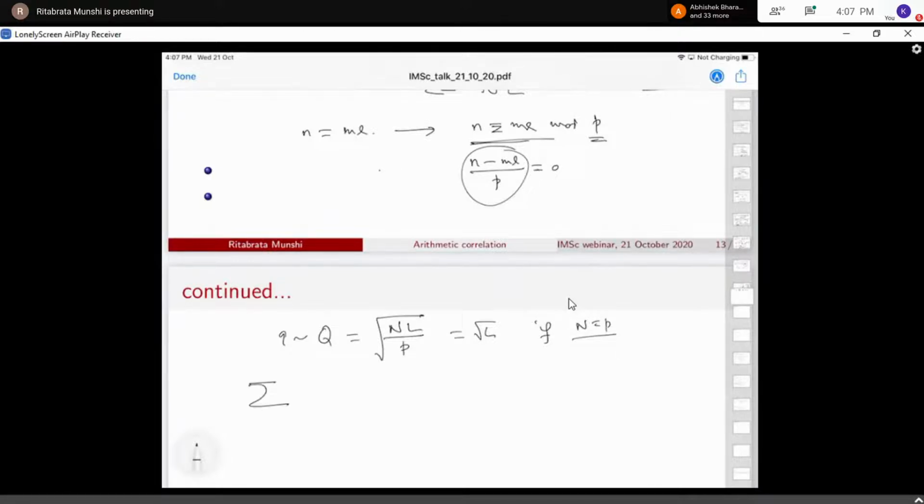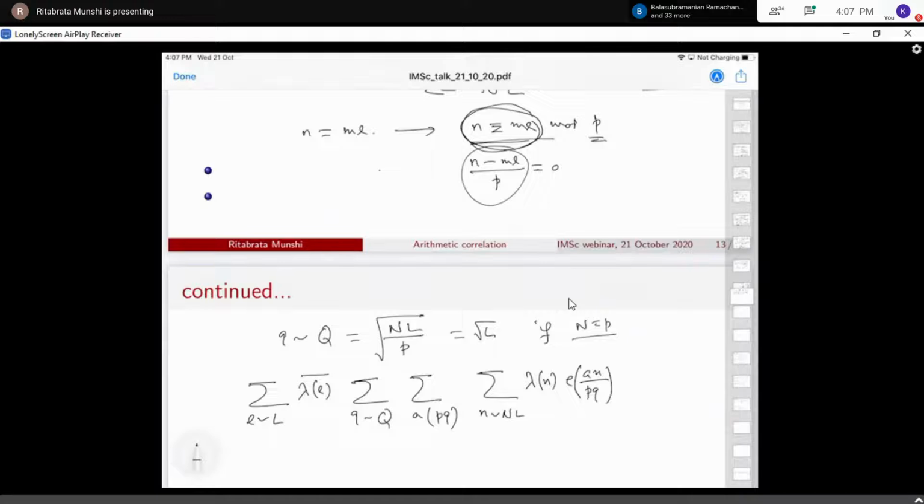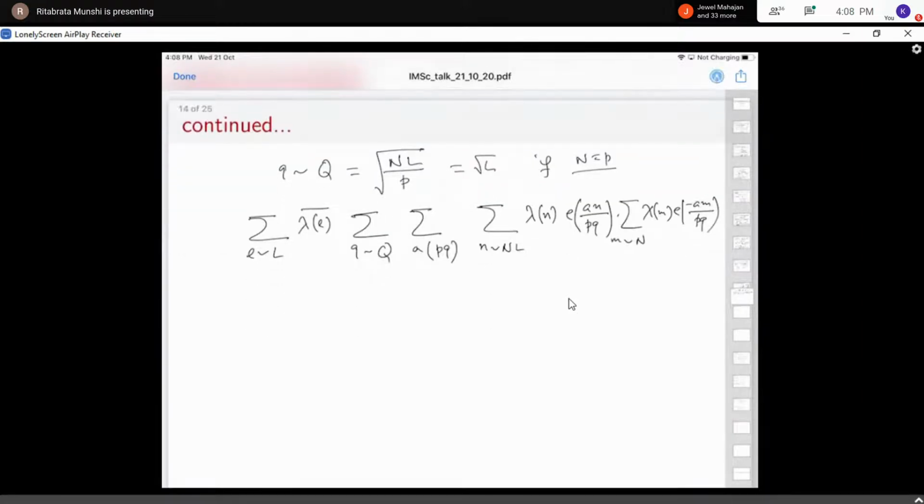So I have my sum over L, lambda L bar, and then I have Q running up to capital Q, where capital Q is that. And then I have A, but the A will not be only modulo Q, it will be modulo P times Q, because I'm also going to detect n congruent to ml modulo P by additive characters. Then I have the sum over n of size NL, lambda n, E of an by PQ, and then a sum over m of chi m, E of minus am by PQ. Our job is to save NL and a little more in this sum over here.